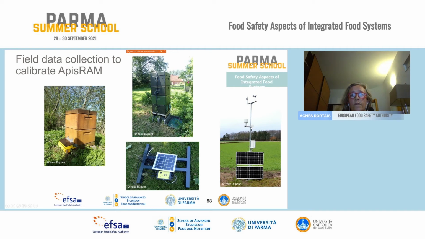So these are a few photos just to show you the equipment that we have used to collect data in an automatic and semi-automatic way to ensure high data standards. High quality data is really needed if we want to calibrate and validate the model. On the left, you have a pollen trap at the hive entrance to assess the quantity and quality of pollen brought back to the hive.